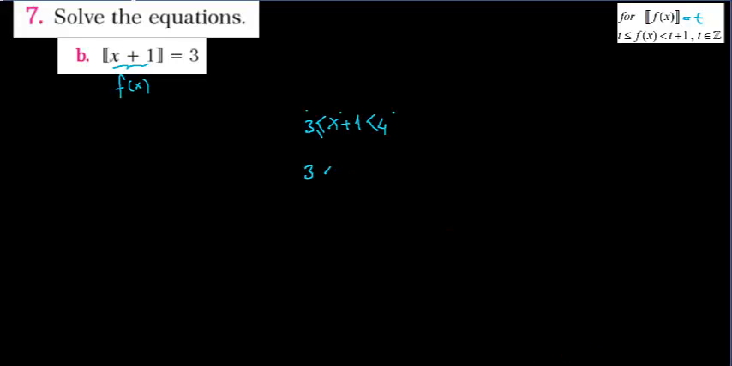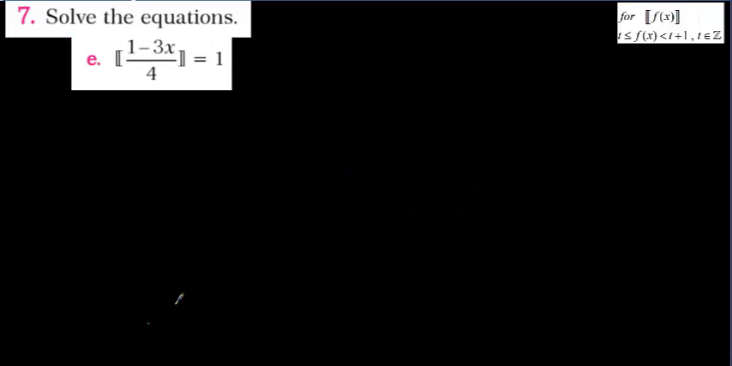So 3 minus 1 is less or equal to x plus 1 minus 1, less than 4 minus 1. As you see, I subtract 1 from all sides, and 2 is less or equal to x less than 3 is the answer. Or in another word, we can write like this: x is between 2 and 3, 2 is closed, 3 is open. Okay, the last one: greatest integer of 1 minus 3x over 4 is equal to 1.